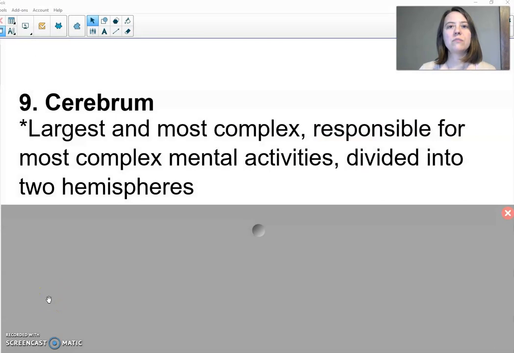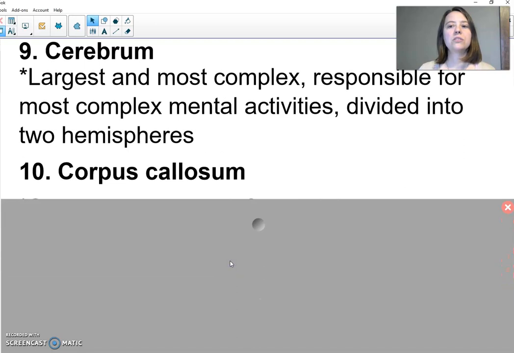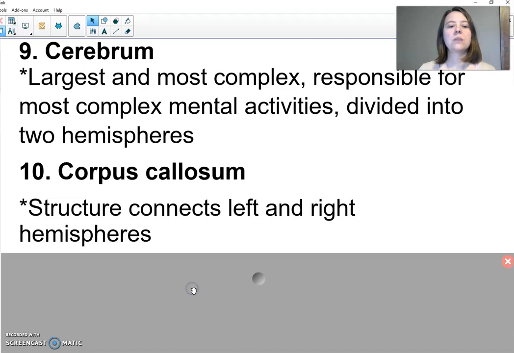Well, we left off in Part 2 talking about the cerebrum, which is the largest and most complex part of the brain. It is responsible for most of our complex mental activities, and it is divided into two hemispheres. So let's talk about another structure, which is actually the structure that connects the left and right hemispheres of the cerebrum. It's called the corpus callosum. Okay, so the corpus callosum is what connects the right and left hemispheres, and it will be a bridge between them.